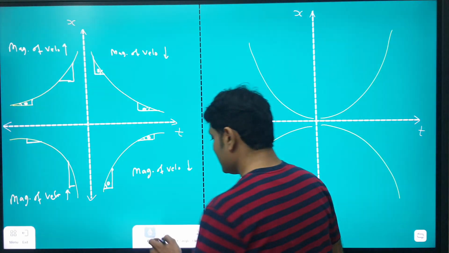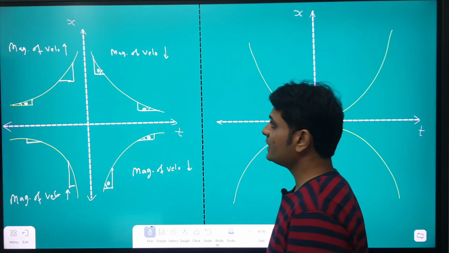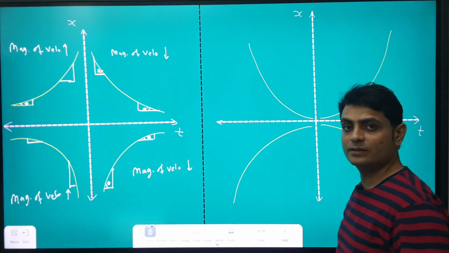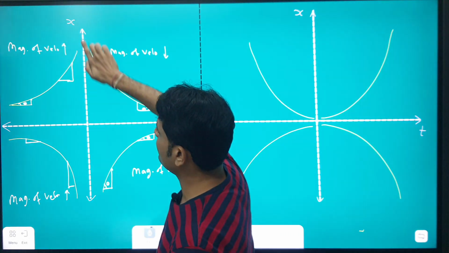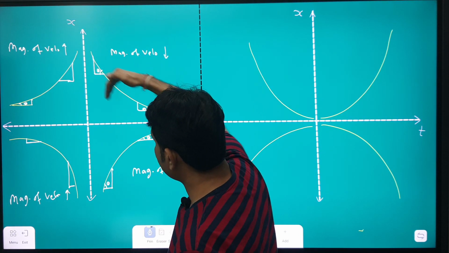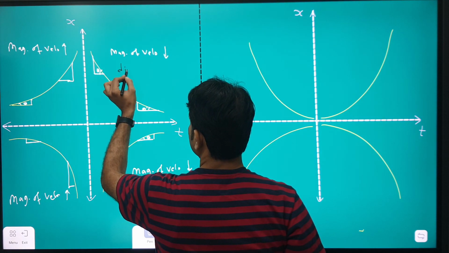Now let's see the direction. In which direction is it moving? See, it is moving towards negative x. See, this is called positive x, this is negative x. So as the time is moving on, the x is becoming negative. So direction is negative.